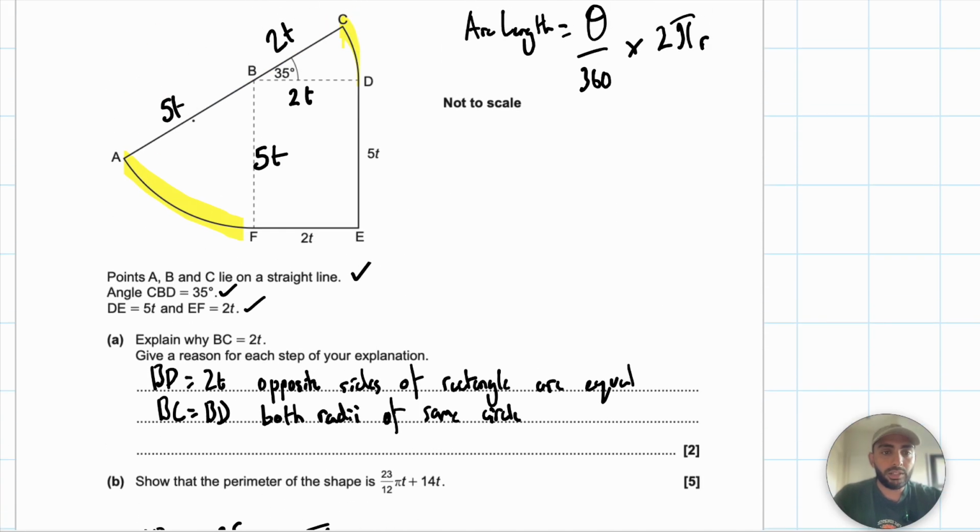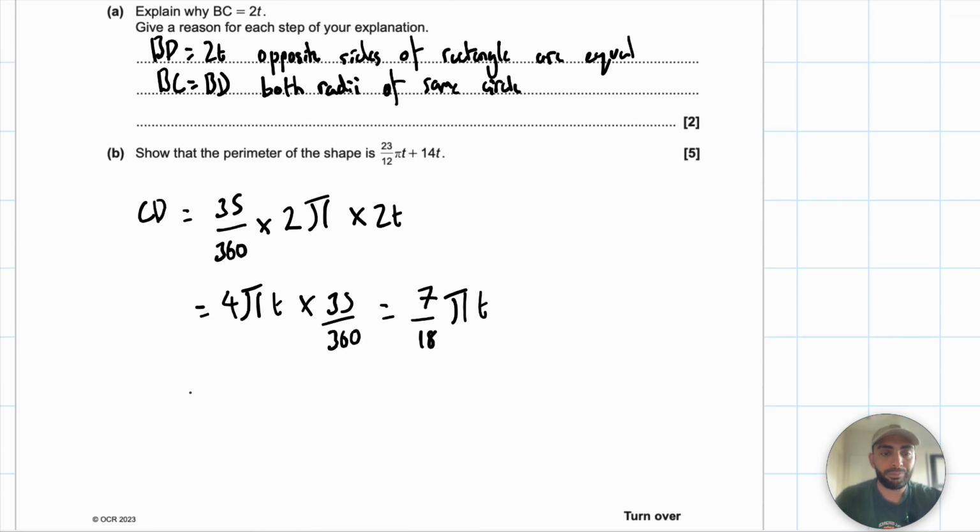Because all of these are on a straight line, and this angle is 90 degrees because it's a rectangle, these will add up to 180. So 180, take away 35, take away 90. So 180 take away 125, which is 55. This angle is 55. So I just need to apply the same steps to find length AF.